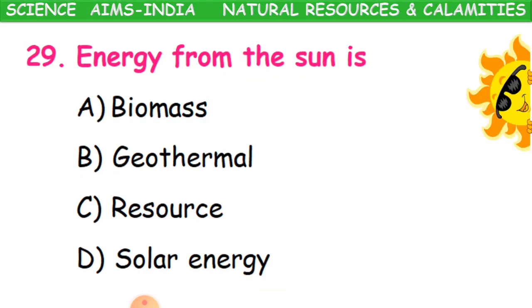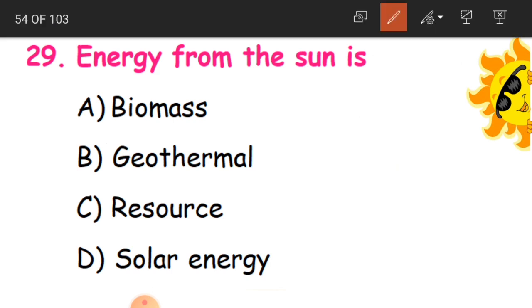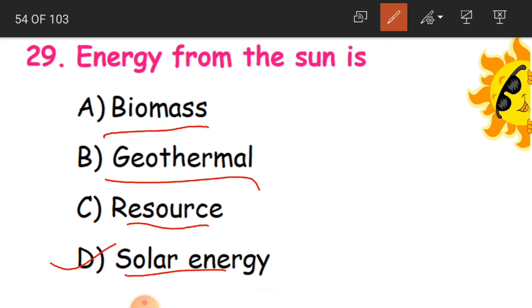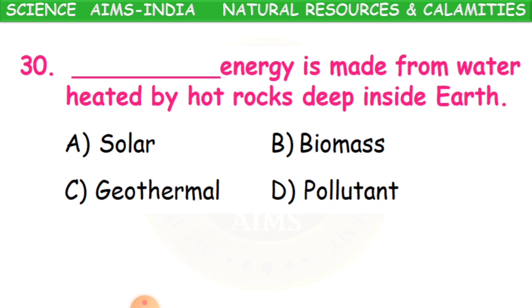29th question. Energy from the sun is. So, what is it? Either biomass, geothermal, resource, or solar energy. What is it, children? Obviously, it is solar energy. D option is the correct answer.